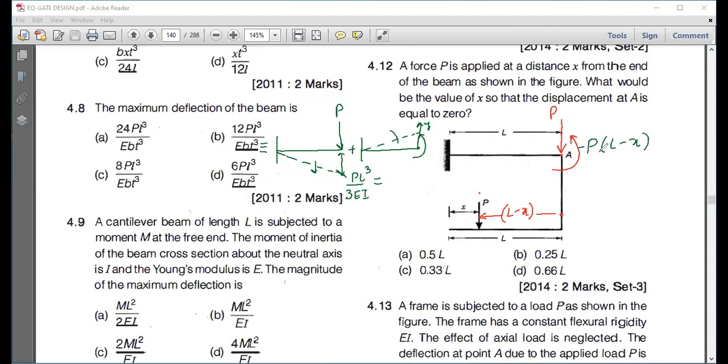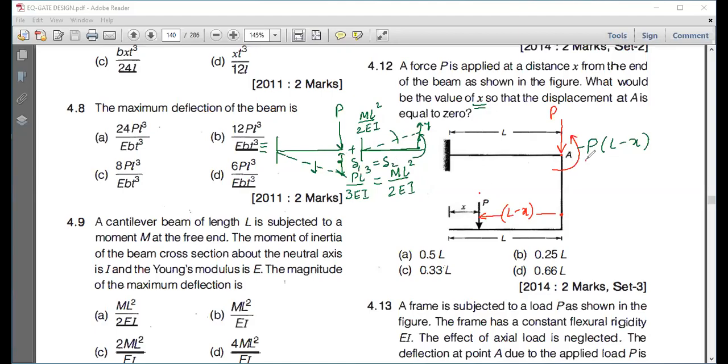Let me know what is the deflection due to this case. The deflection due to this case is M L square upon 2EI. It will be this, right? This is what we defined, M L square upon 2EI, right? Now understand what this question says. What would be the value of x so that the displacement at A is equal to 0? It means the deflection from here and the deflection from here should be equal, only then will this beam remain at its position. It means delta 1 will be equal to delta 2, right?